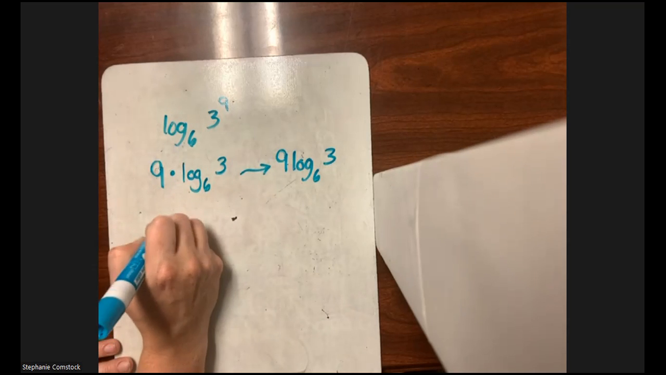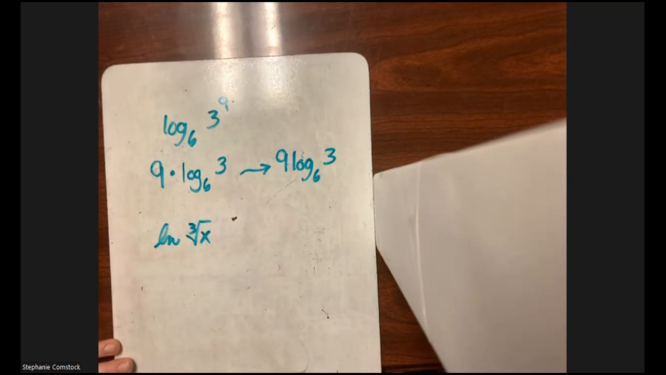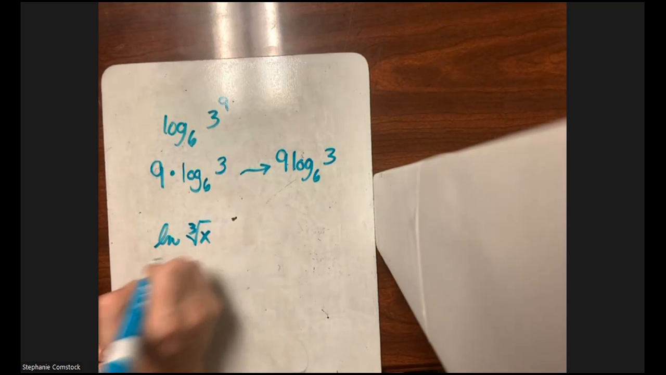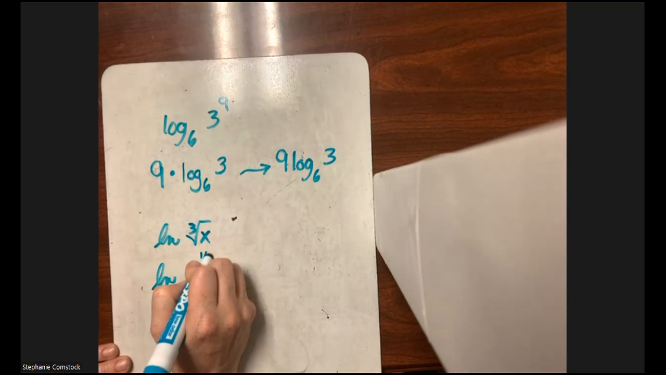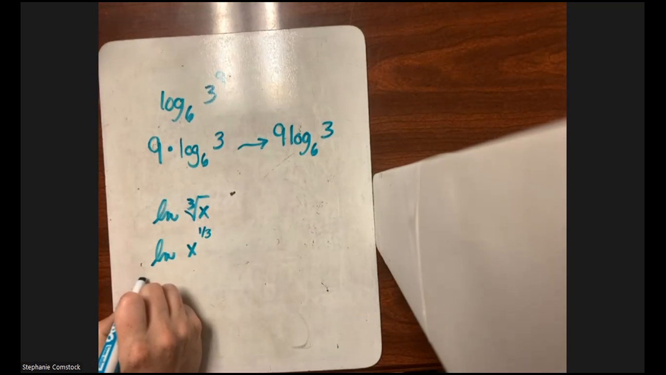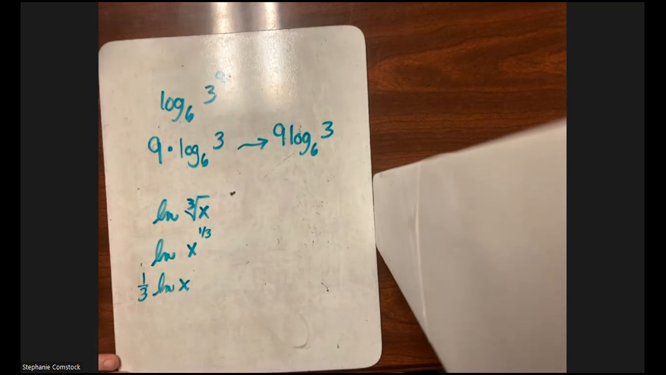So, for example, natural log of the cube root of x. Now, there is an expectation that when you see something like a cube root or a square root or any sort of roots, the first thing that you're going to do there is convert that into its fraction power. So a cube root is a 1/3 power. So now I can bring that 1/3 out in front, and I have 1/3 natural log of x.